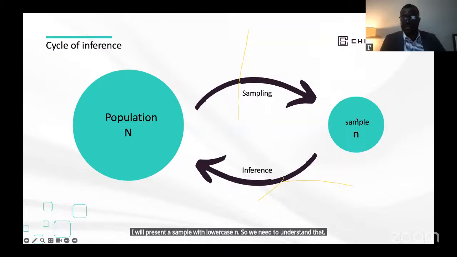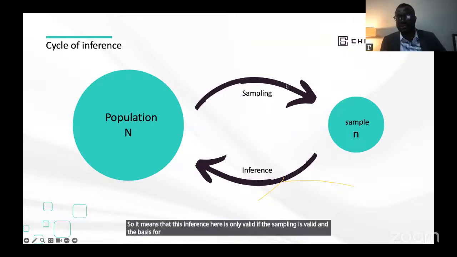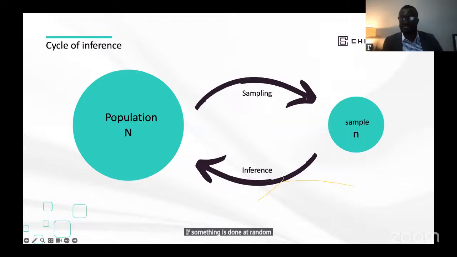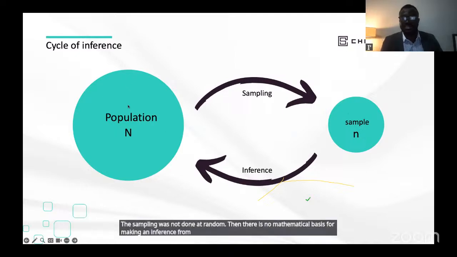So it means that this inference here is only valid if the sampling is valid. And the basis for us concluding that sampling is valid is randomness. If sampling is done at random, then there's a mathematical basis for making inferences from the sample to the population. If the sampling was not done at random, then there is no mathematical basis for making an inference from a sample to the population.